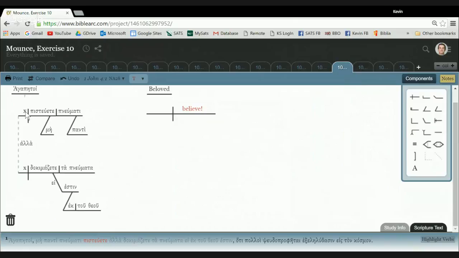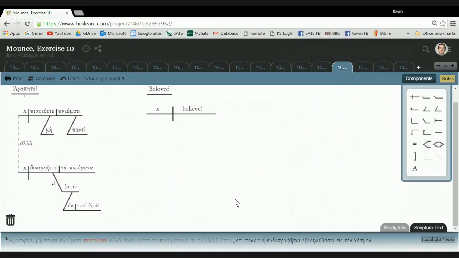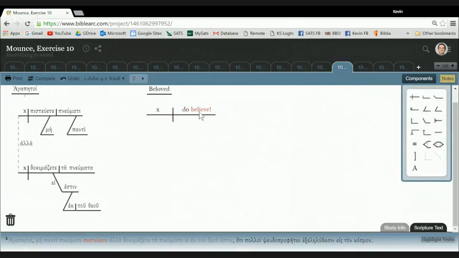The subject is second person plural. That would be you, and just like Greek, we don't express that. So we'll represent the absent subject with an X. I could, because we're going to need it for the negative, put a little do in there as a helping verb. All right, so do believe.